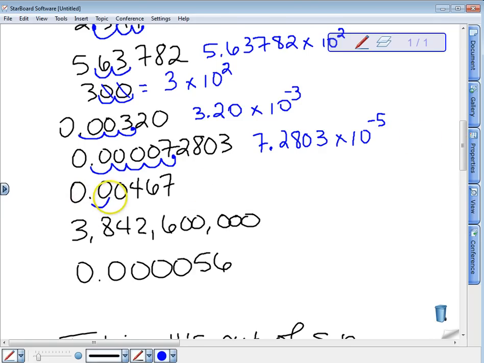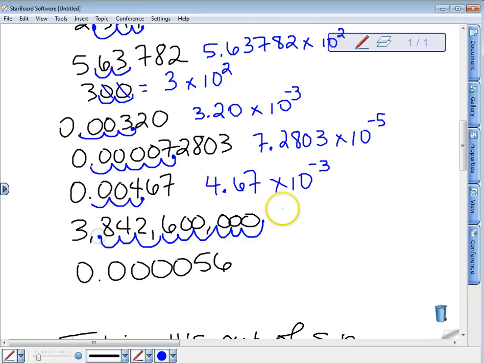Here, I'm going to move my decimal 1, 2, 3 places. So 4.67 times 10 to the negative 3. Here I have a big number again, larger than 1. I'm going to have to move my decimal a lot. From here, 1, 2, 3, 4, 5, 6, 7, 8, 9 places. So I'm going to say 3.8426 times 10 to the 9th.